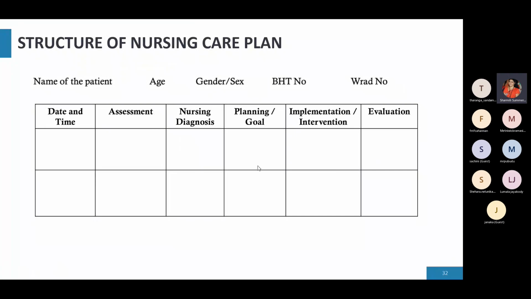So this is the structure of the care plan that we write. In this chart, there are a total of six columns: date and time, assessment, nursing diagnosis, planning, implementation, and evaluation. Under date and time, we write the date and time at which we did the care for the patient.